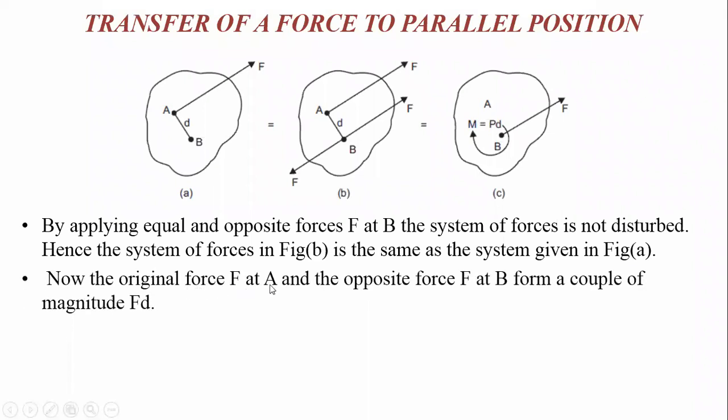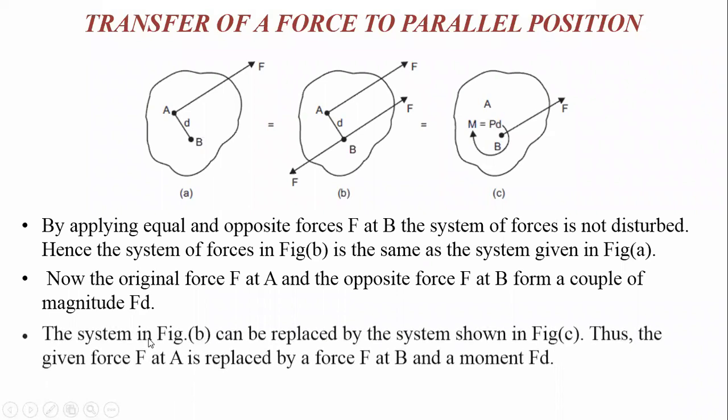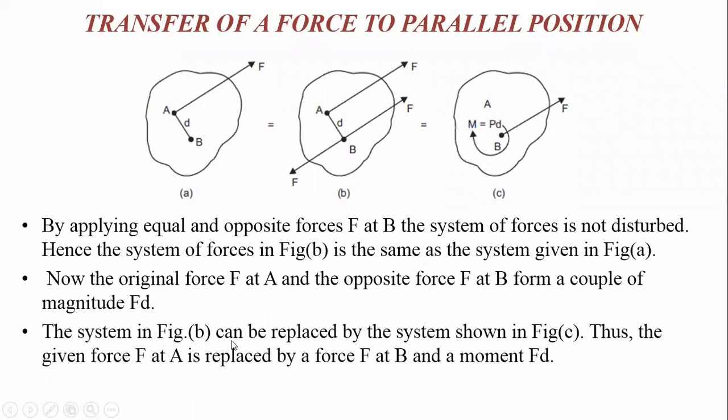Now the original force F at A and the opposite force F at B form a couple of magnitude F into D. And the system in figure B can be replaced by the system shown in figure C. Thus, the given force F at A is replaced by a force F at B and moment Fd. As we have seen previously, figure A is replaced by figure C, which has the one force F as well as the couple moment F into D.